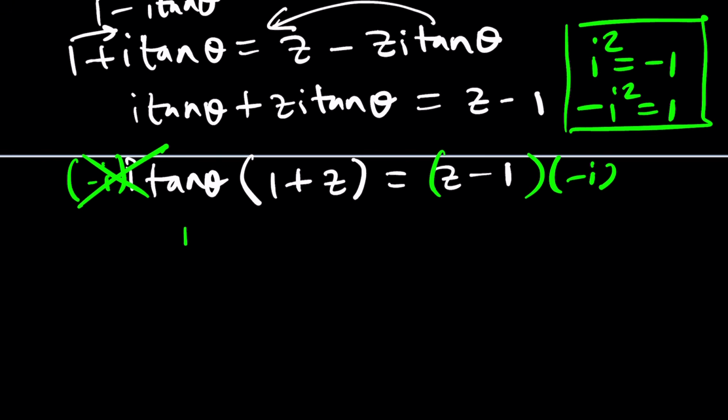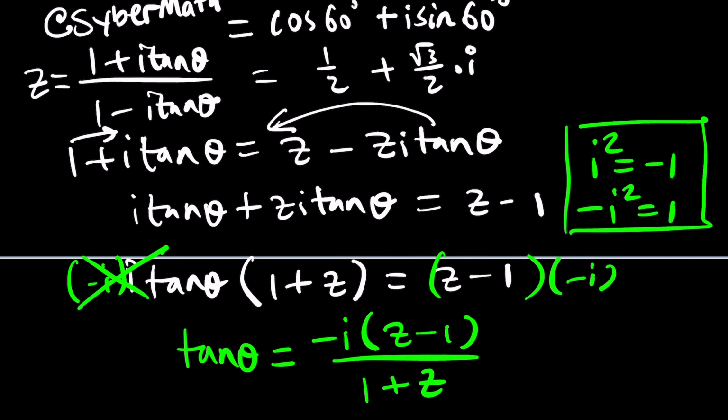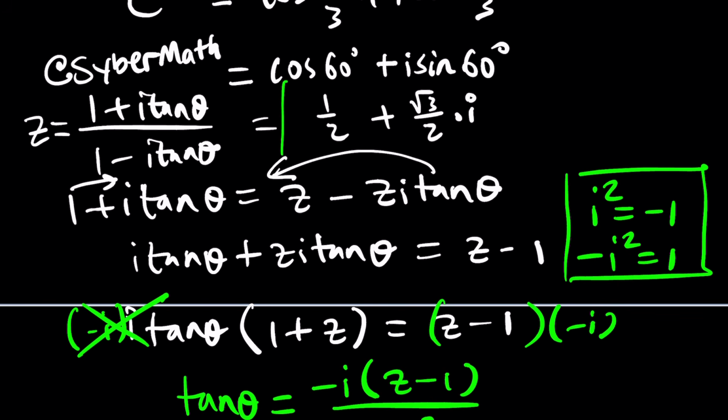So let's go ahead and divide both sides by 1 plus z: negative i, times z minus 1, divided by 1 plus z. You see, this is why I wanted to name that z so that I didn't have to write the whole thing over and over. That would be super boring, don't you think? Time consuming.